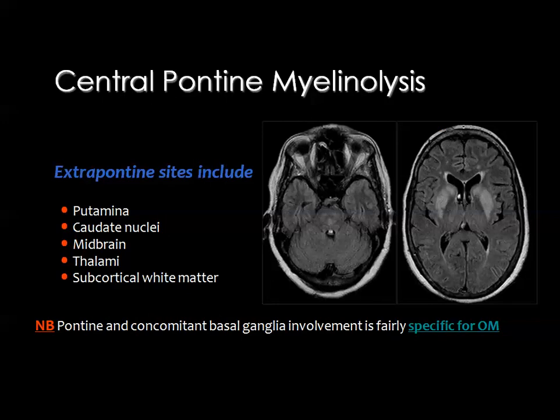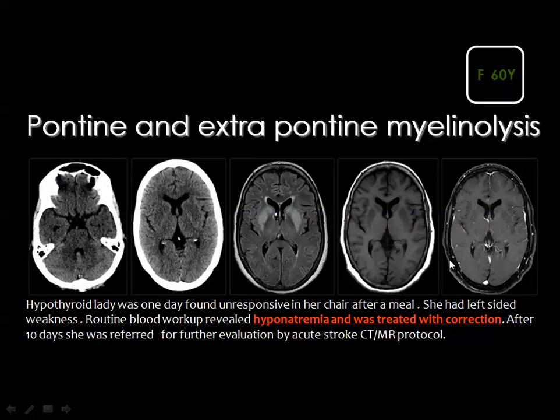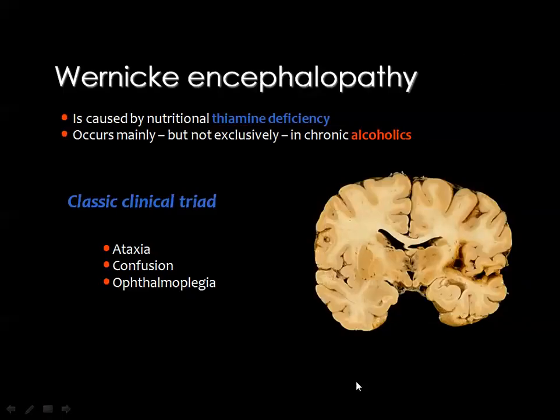Then extrapontine myelinolysis will occur in the basal ganglia, including the putamen, the caudate nucleus, also in the thalamus, in the midbrain, and in the subcortical white matter, and this may be appreciated in the temporal lobe. This is pontine and extrapontine myelinolysis, which is not well appreciated in the CT scan. You see some hypodensity of the pons and some hypodensity of the basal ganglia. But the changes are very well appreciated in this FLAIR weighted image and also in the T1 weighted image. After injection of contrast, the lesions do not show contrast enhancement.